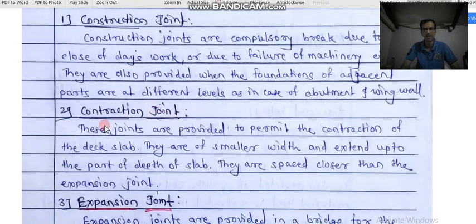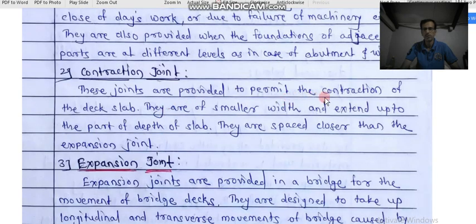Another type of joint is the contraction joint. Contraction joints are provided to permit the contraction of the deck slab. If the slabs contract like this, then in that case we have to provide this contraction joint. They are of smaller width and extend up to part of the depth of the slab.